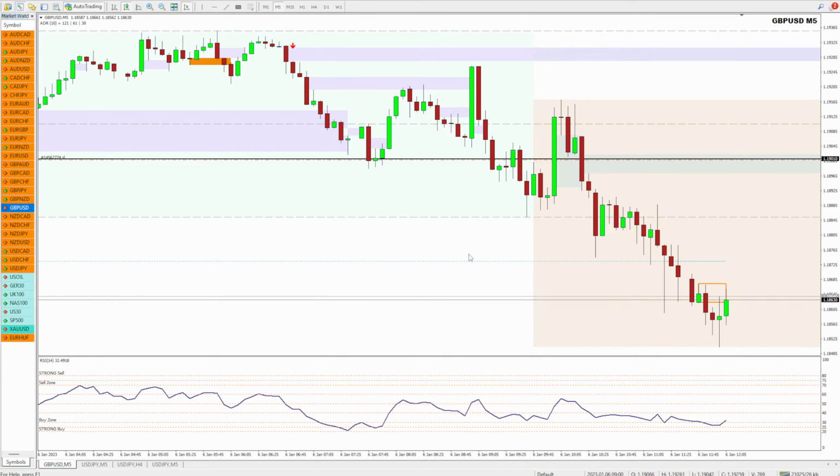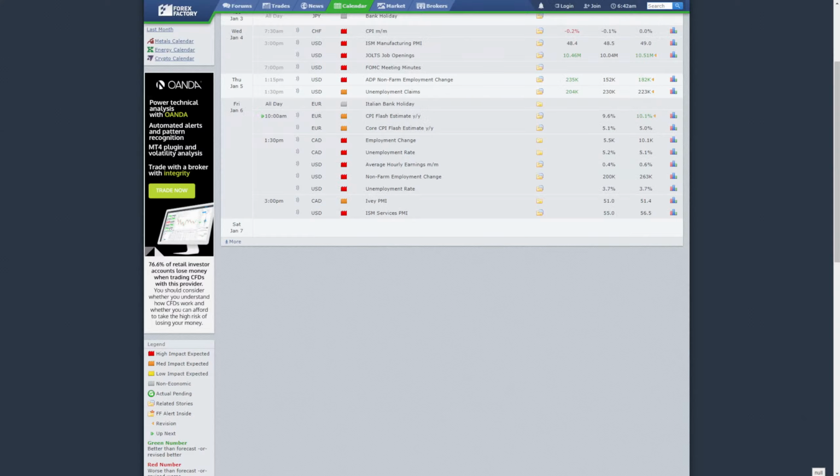So that's the plan. I'm not going to be around at 2:20 for the normal session this afternoon. I'll be around at 1:20 UK time, which is just before the news. And then if I'm still on, I'll see what happens. If I'm still on, I will trade the New York session as well. But I might be done by then. We'll see. Right, that's it.